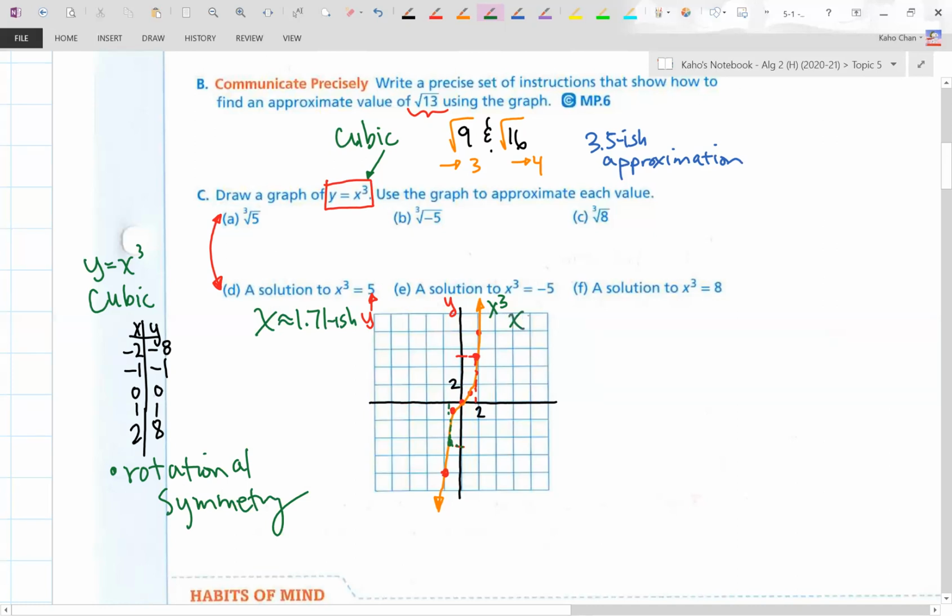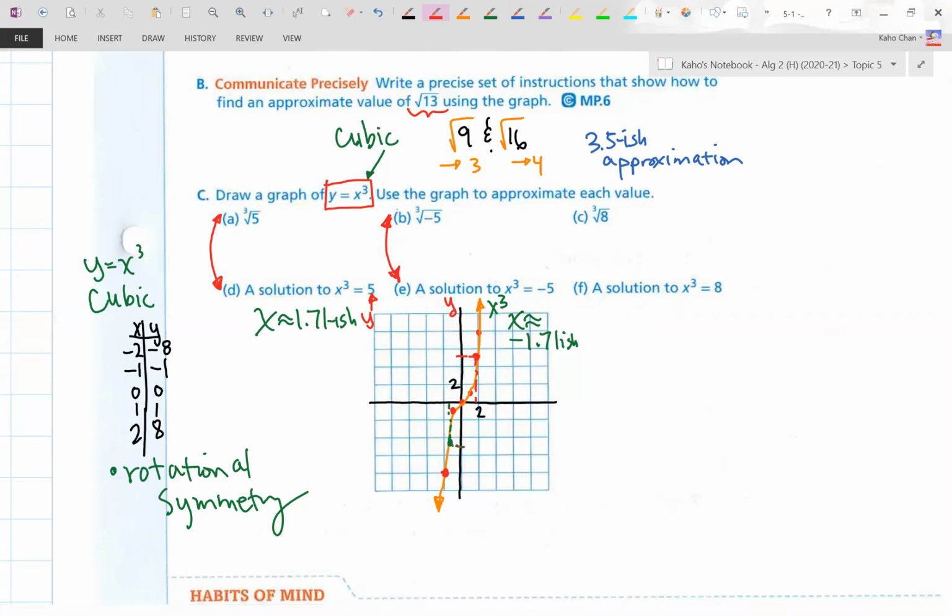Again, you're probably wondering what the heck's going on. We are using the graph of x to the third to find the answer to, hey, where does it equal negative 5? It's about negative 1.71-ish. Okay? And that is actually the answer to letter B as well. There is such a thing as the cube root of negative 5. You are allowed to do odd roots of negative numbers. Okay? All right, next one.